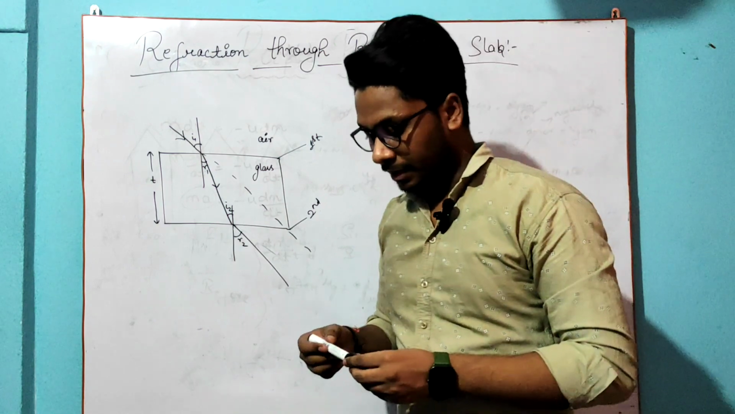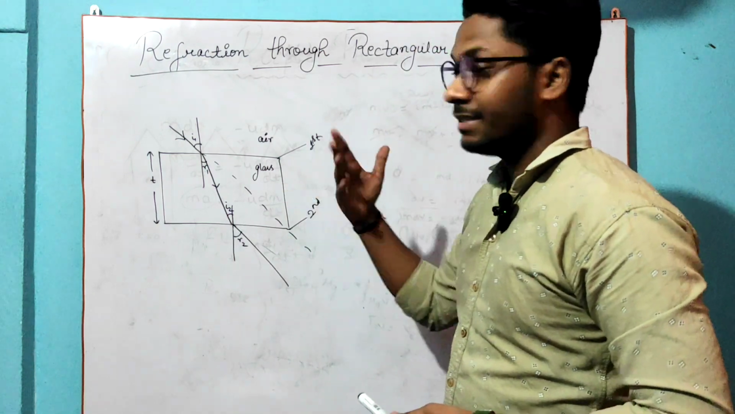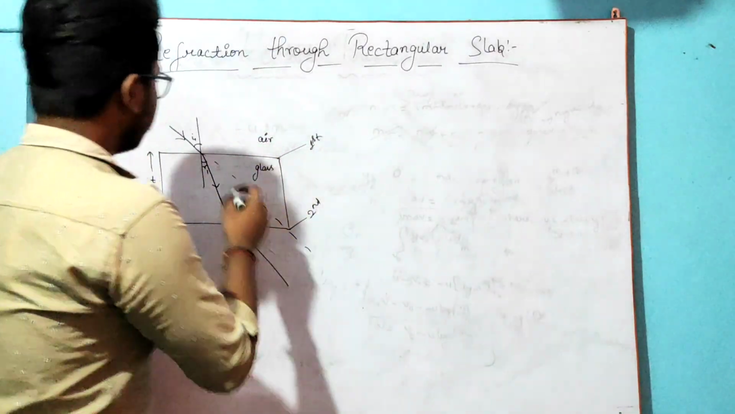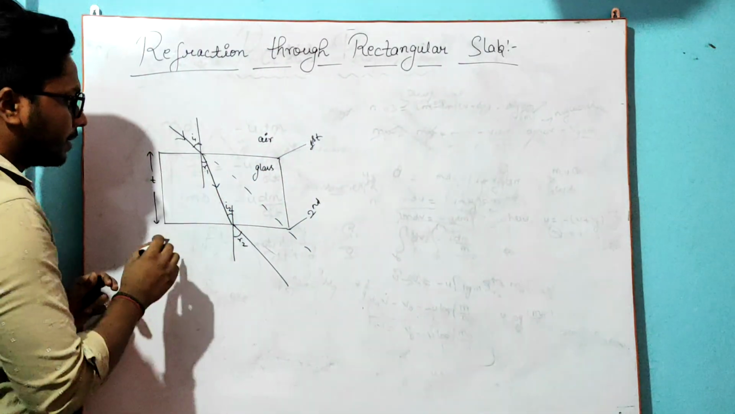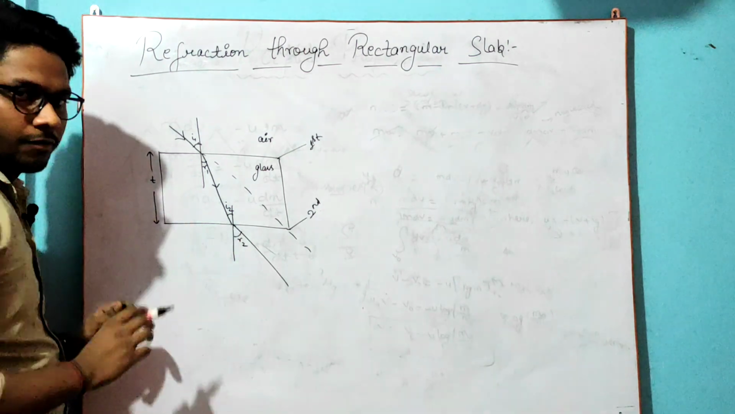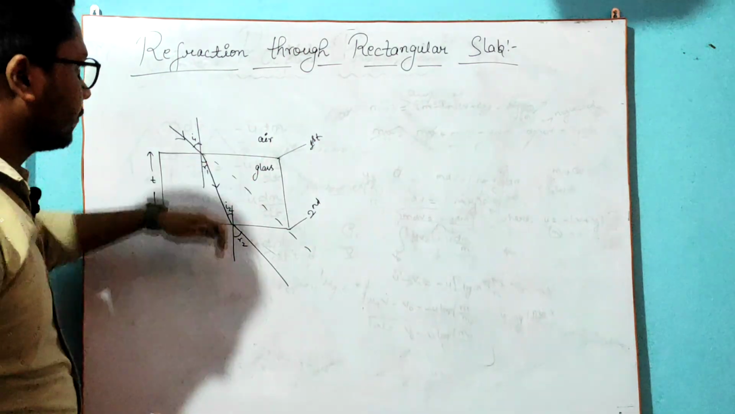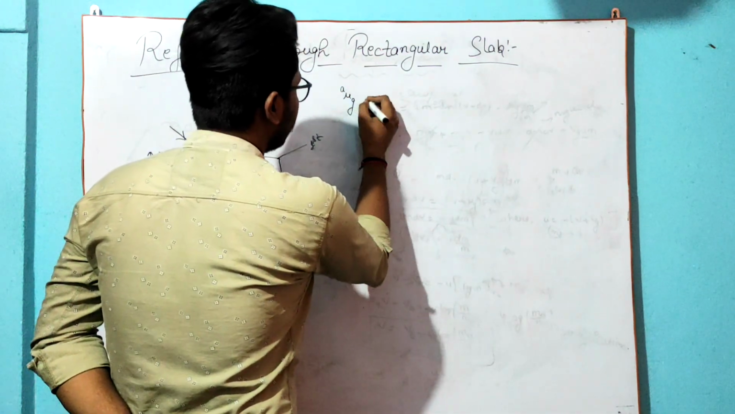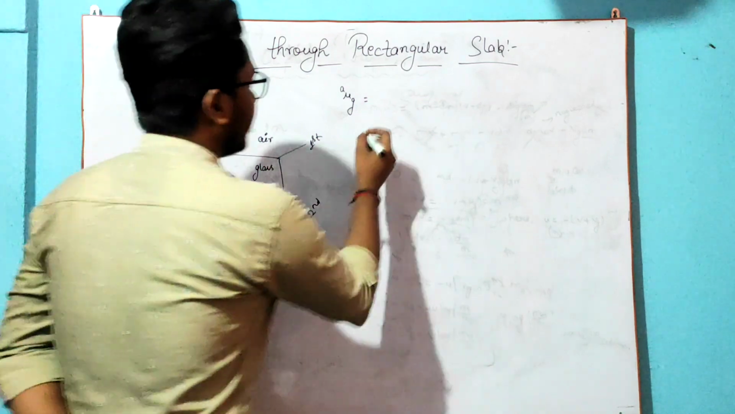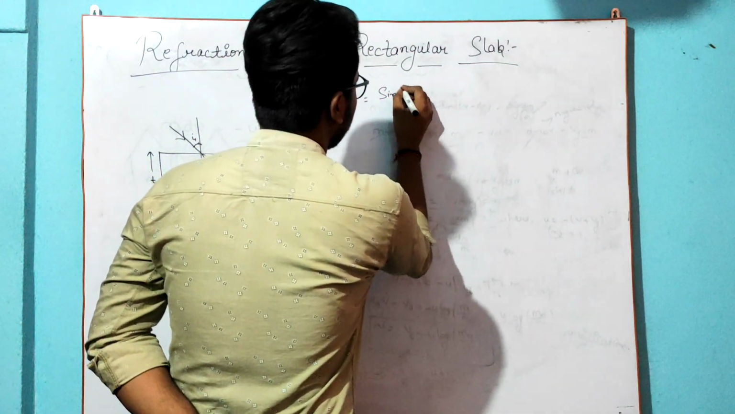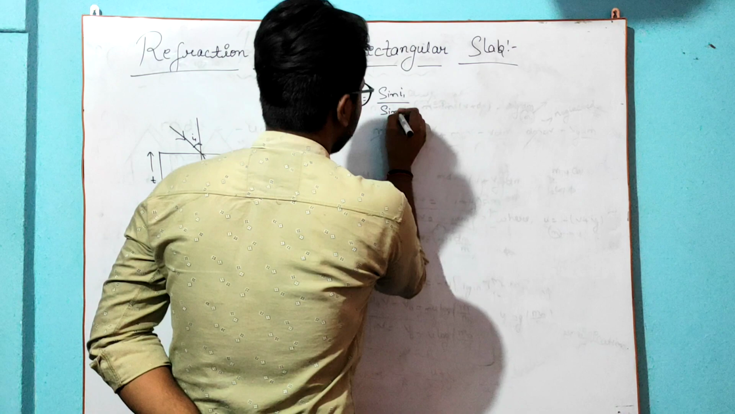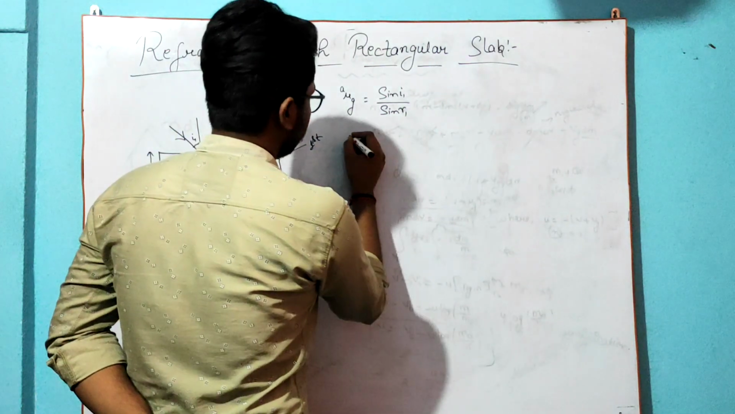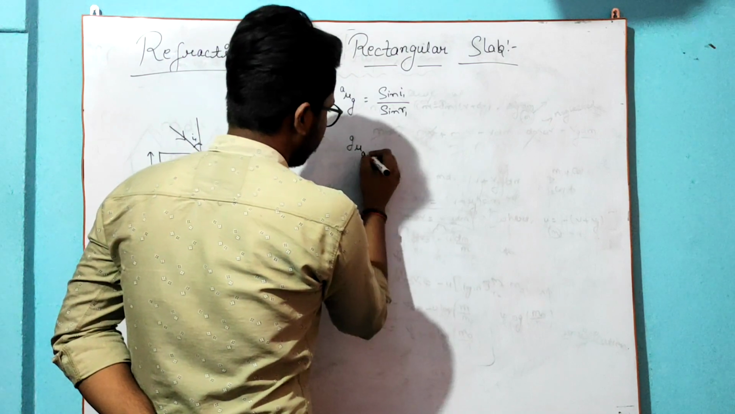Now apply Snell's law here. This is the air, this is the glass. And this is the angle of incidence, angle of refraction, angle of incidence, angle of refraction. So for the first interface, a mu g is equal to what? Sine I1 upon sine R1. And g mu a is what?